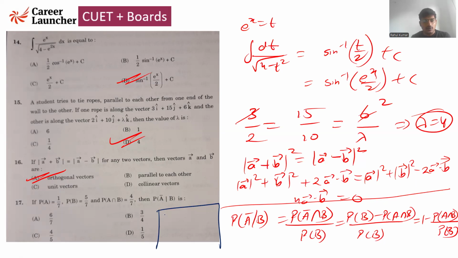This is the best part. So 1 minus, what is the probability of A intersection B? Probability of A intersection B is given as 4 by 7. Probability of B is given as 5 by 7. Means we are doing 1 minus 4 by 5. 1 by 5 is my final answer, which is option D.